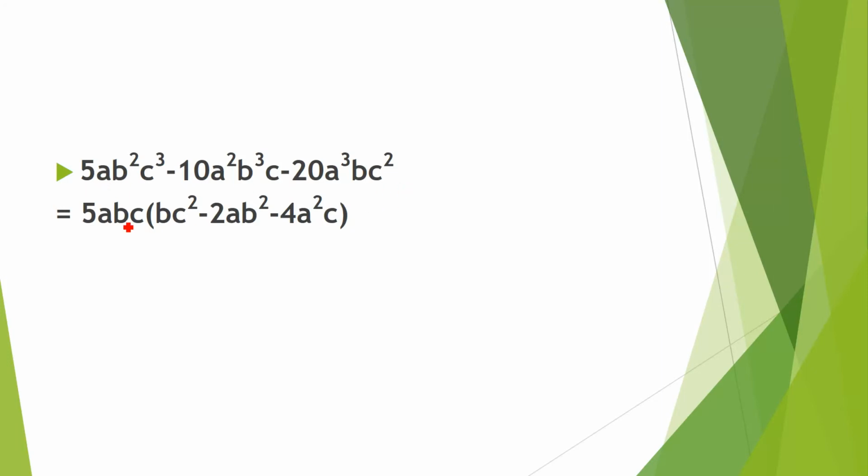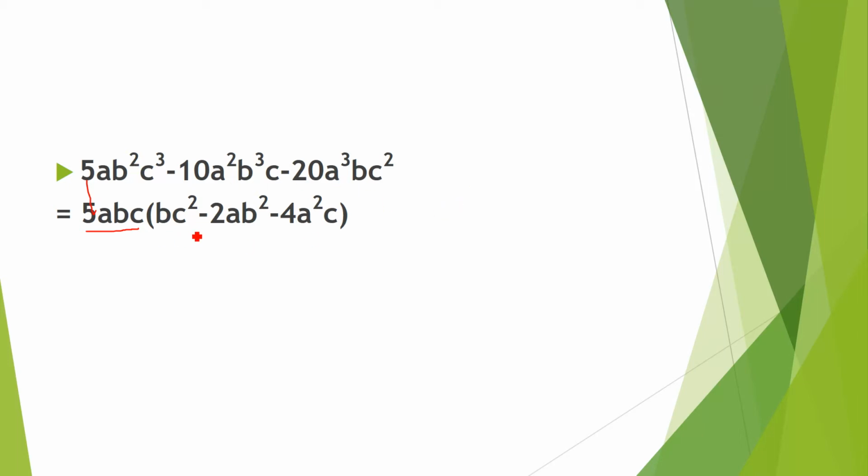From this we will see that we can take 5abc as common, because abc is here, abc is here, abc is here. Why are we not taking a cube as a common? Because we do not have a cube here. B square, we have b square here, we have b cube here, but here we have only one b. So we cannot take b square or b cube as a common. We can take only a, b, c, one a, one b, and similarly c.